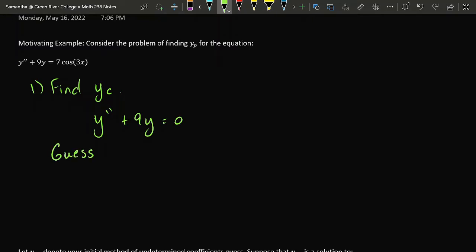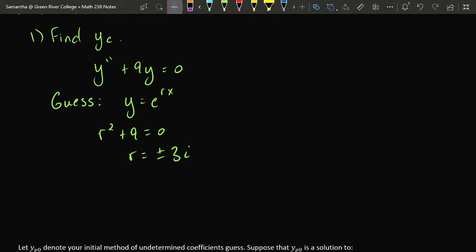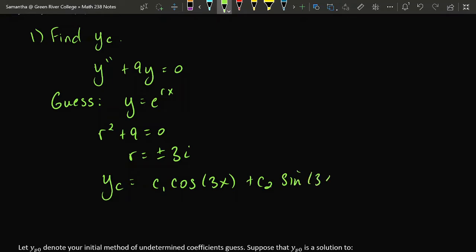and I guess a solution of an exponential format, and I look at the corresponding auxiliary equation. Then the roots to the auxiliary equation are the two complex numbers plus and minus 3i. So that means that our complementary solution is of the form any number times cosine of 3x plus any number times sine of 3x.